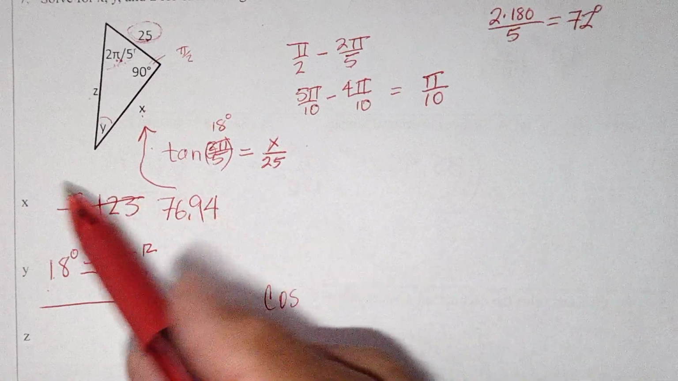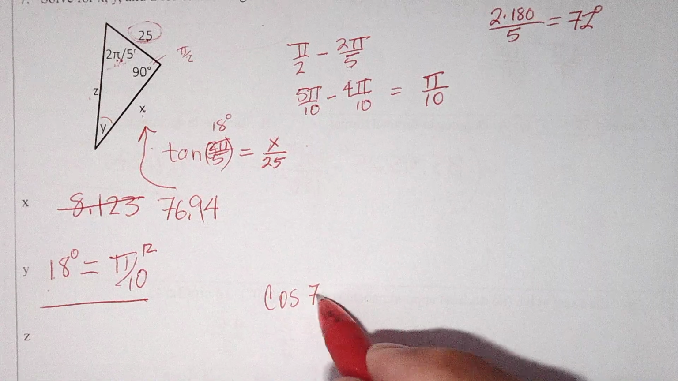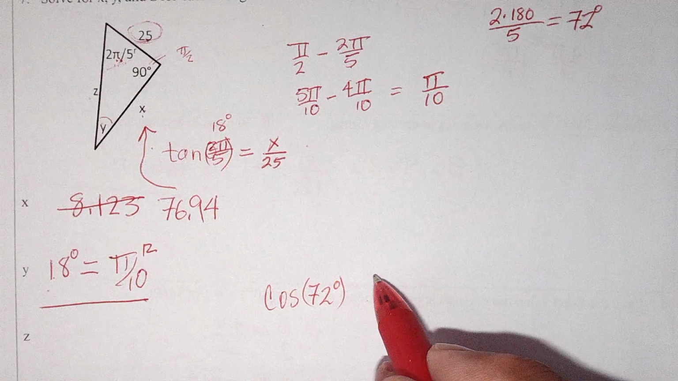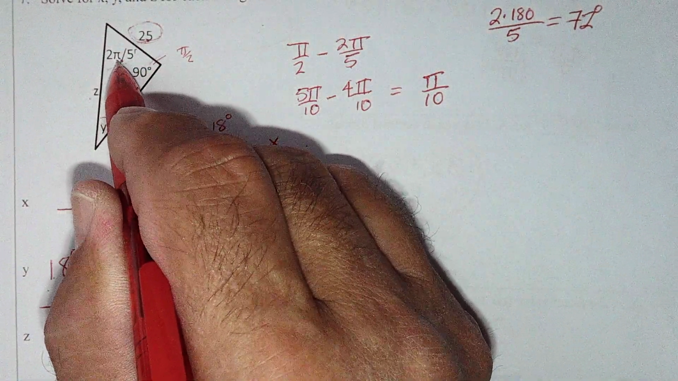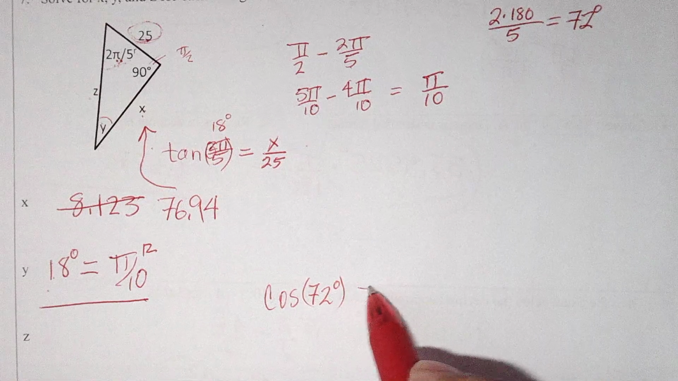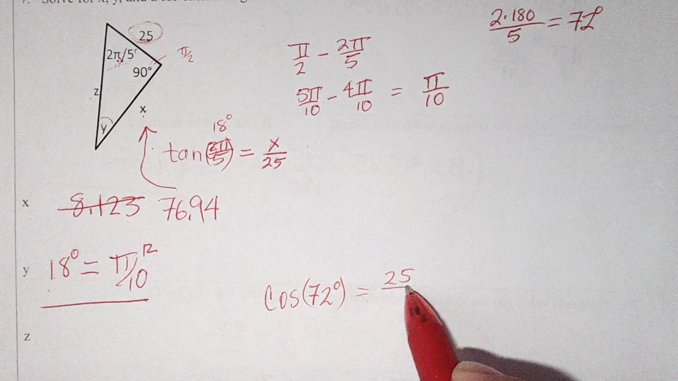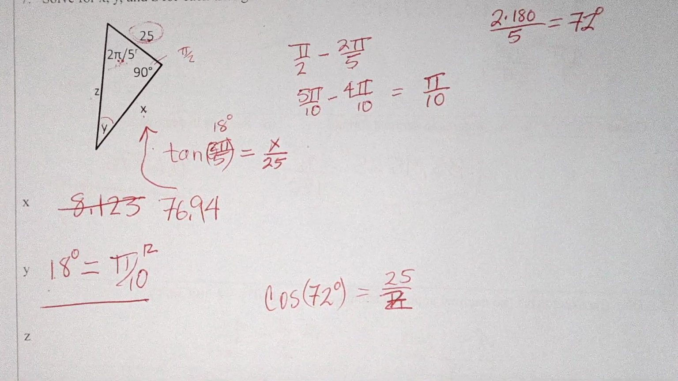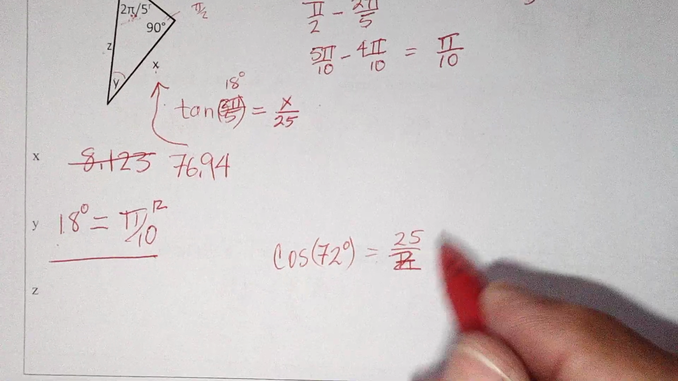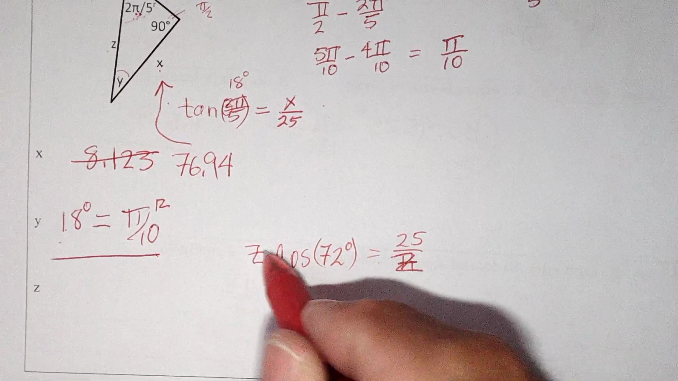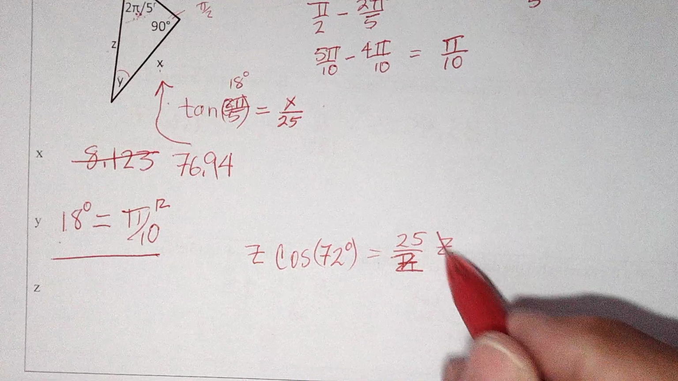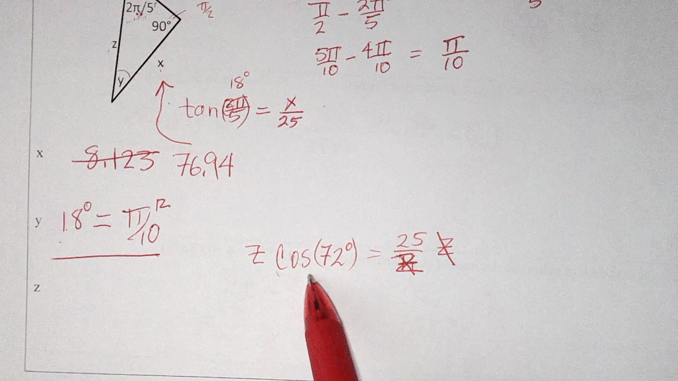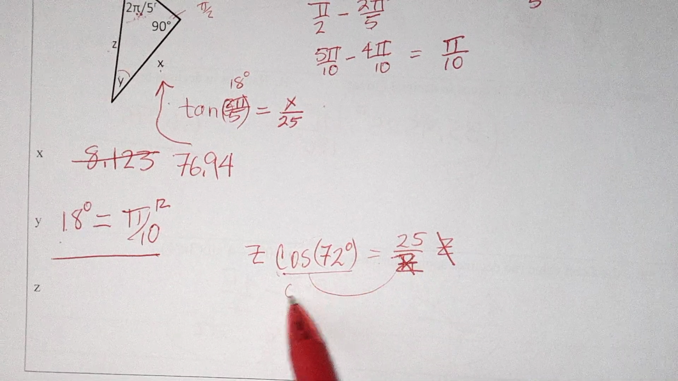And down here, the cosine of 72 degrees, or this angle y, the cosine is adjacent over the hypotenuse, which in this case is z. So to solve for z, I'll multiply both sides by z so that the z's cancel out here. And this is a number that I have to divide both sides by.